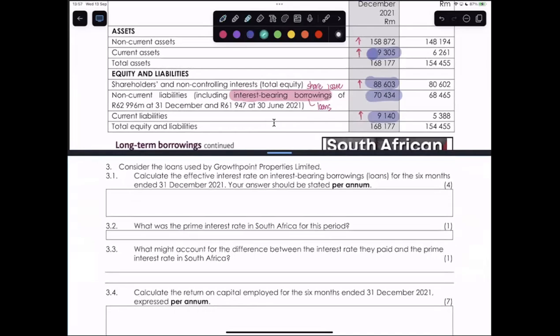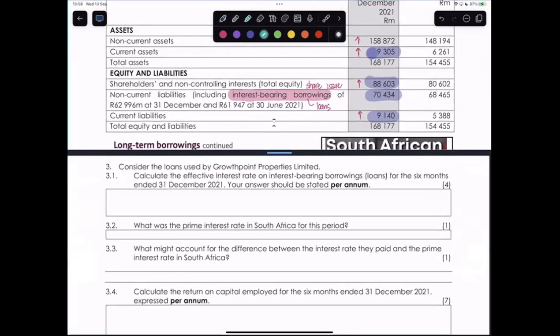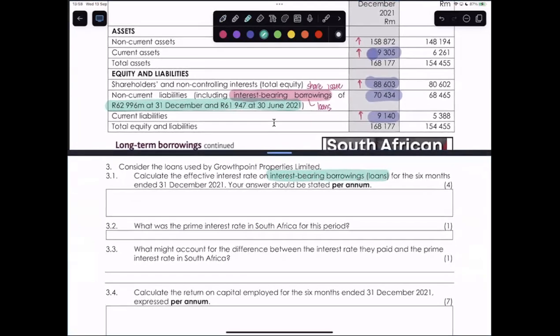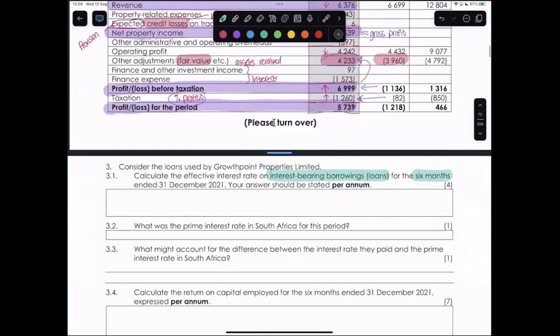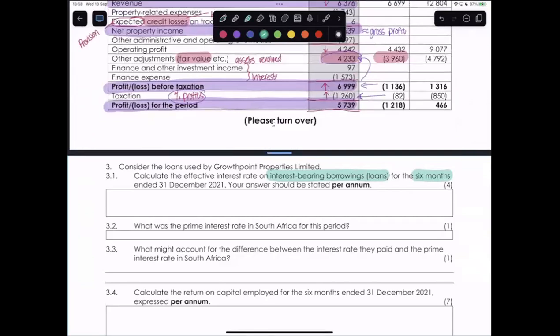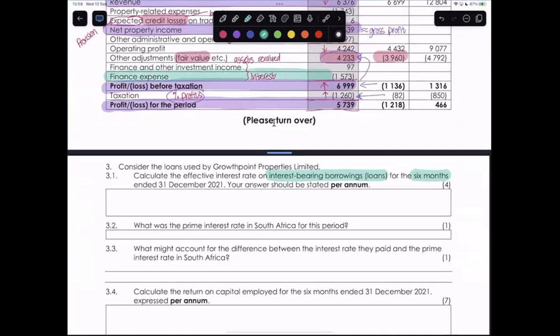Question 3. Consider the loans used by Growth Point Properties. And remember, we already identified, here are the loans. Calculate the effective interest rate on interest-bearing borrowings or loans. And you can see over here, I've specified that those are the loans for the 6 months ended 31st of December. And your answer needs to be per annum. To work out the interest rate, all you'll need to do is go and fetch the interest from your statement of income, and you can see it is here as your finance expense.